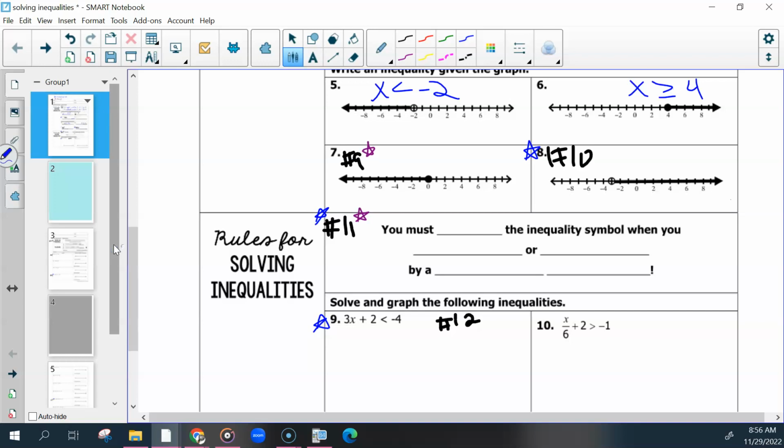Alright. So then more rules. You must switch the inequality symbol when you multiply or divide by a negative number. So this is when you are doing something to both sides. Like at the end, if you get negative 2x is greater than 4, you would switch the sign. So let me show you that example.